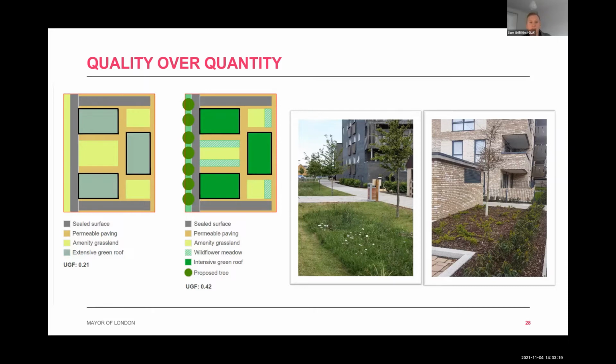So incorporating features such as wildflower meadows along the edges of amenity grassland, including intensive green roofs instead of extensive sedum mats, and including tree planting in connected natural soils above areas of grassland. So it's the same area, it's quality over quantity, and that's a key takeaway of the urban greening factor that should be embedded in the scheme.